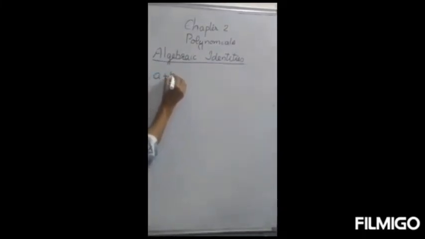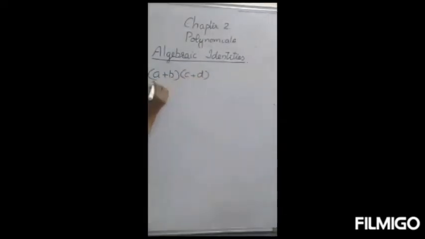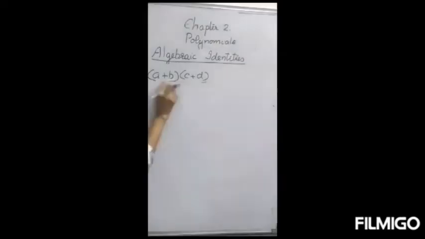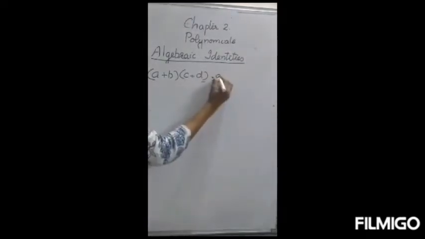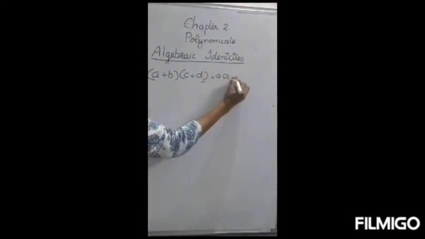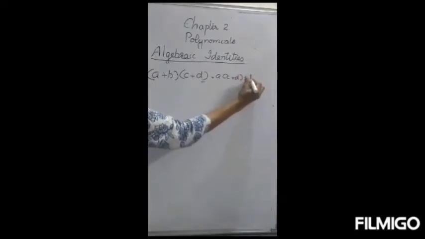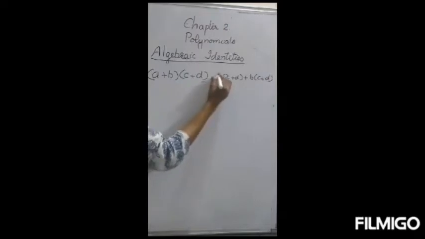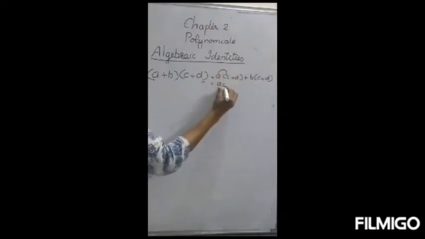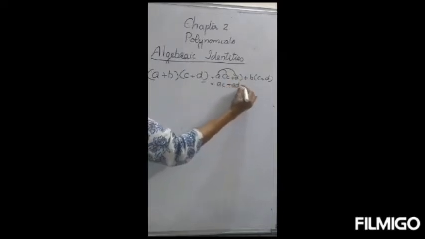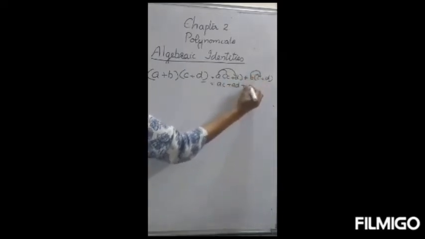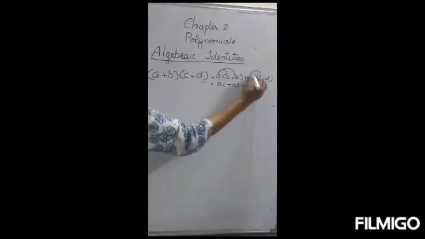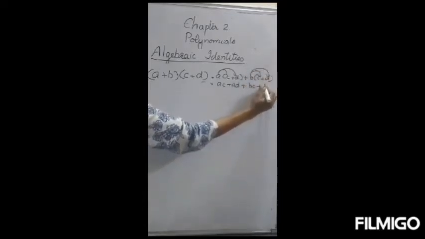(a plus b) into (a c plus d). This is binomial into binomial. So it is a into (c plus d) plus b into (c plus d). That is again a into c, a into d, plus b into c, plus b into d.